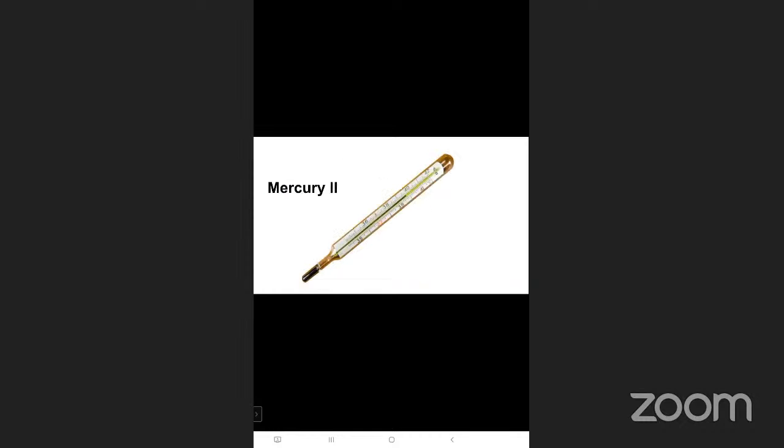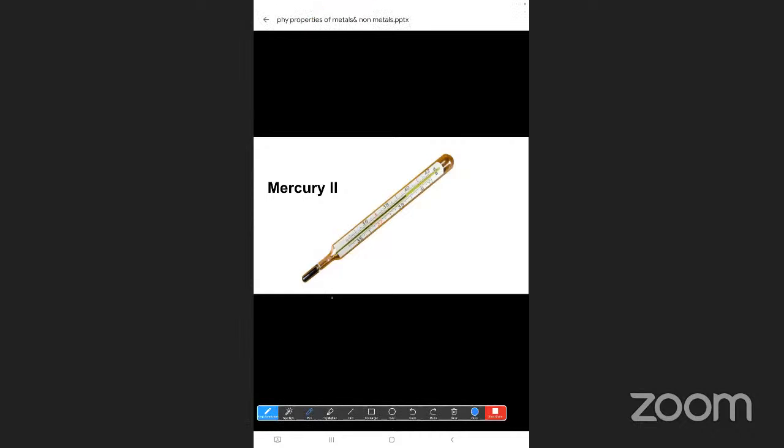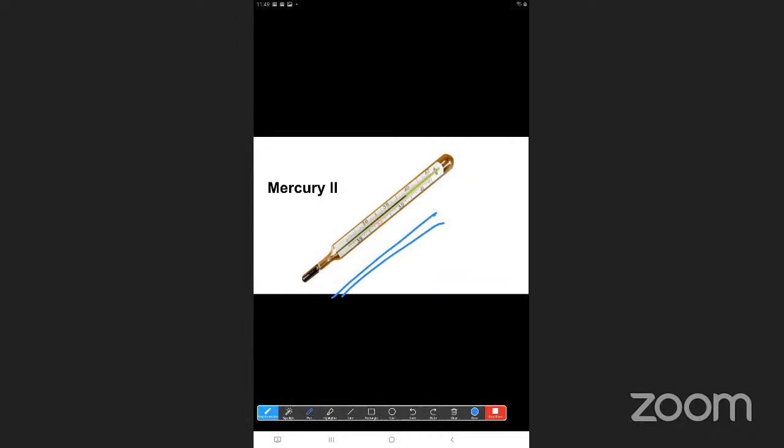The only metal, mercury, is a liquid. This metal, which is present in thermometers, is in the liquid state. There is only one metal that is in the liquid state, which is mercury. All the rest of the metals exist in the solid state at room temperature, except mercury.